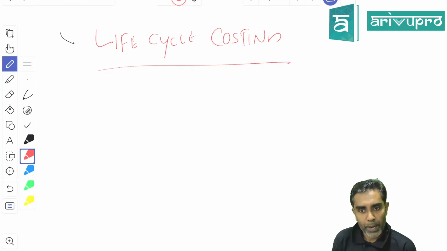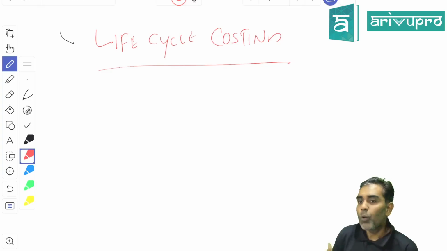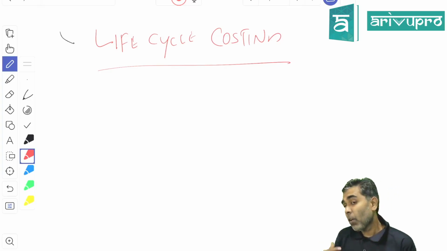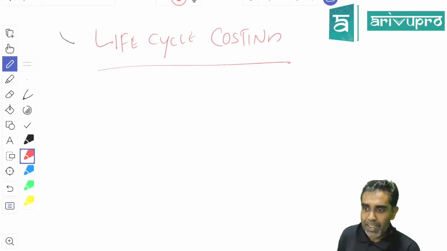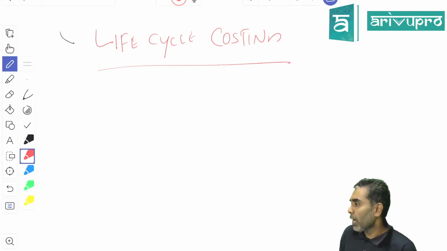OAR, the overhead absorption rate. I have clearly explained to you all, you remember, the purpose of calculating OAR. How do we calculate OAR? What are the consequences we are going to face if we do not calculate the OAR? We can decide the selling price of a product. We can value the stocks. If there is no OAR, then it will be a problem for us to do business. Right?